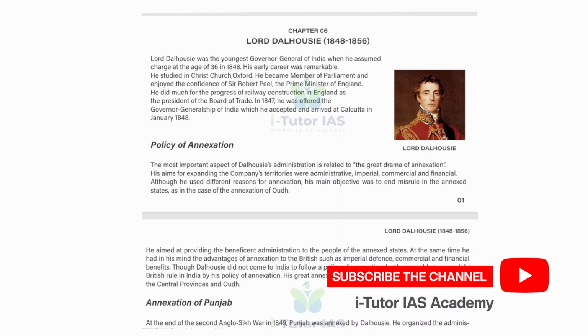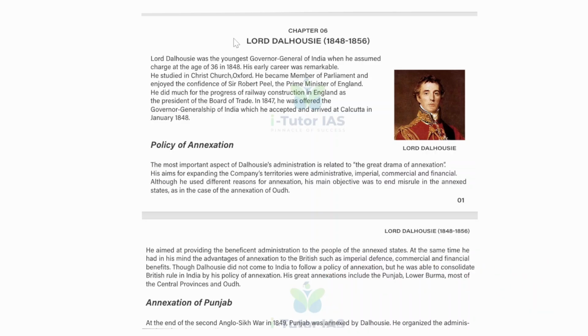Today we are discussing Unit 6, that is Dalhousie, the next Governor General of India. Dalhousie's time period is 1848 to 1856.